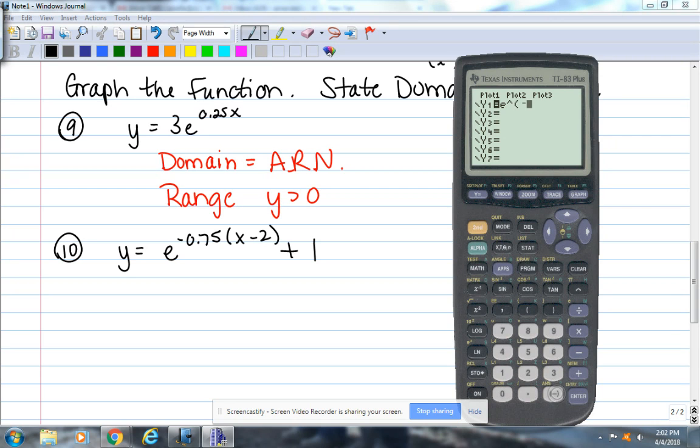So I'm going to say negative 0.75, and then another parenthesis, and then x minus 2. I've got to close that parenthesis, and then close the other exponent's parenthesis. So you have to have 2 open parentheses and then 2 closed parentheses. And then don't forget your plus 1. Look at mine and make sure it's typed in like mine. This one you need a negative, and this one you need a minus. The first one's a negative and the second one's a minus.